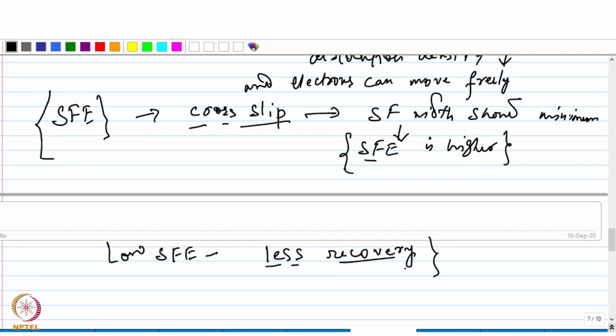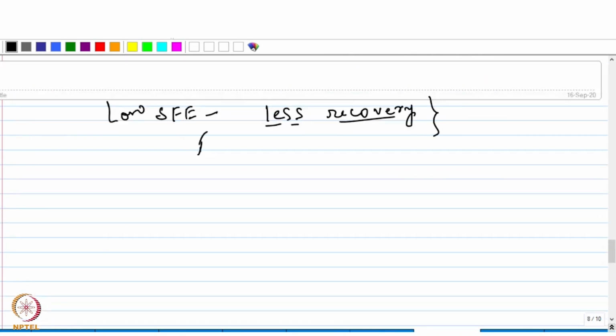Now comes the next stage. As you continue the annealing process, you may have the nucleation of new strain-free grains, or the initiation of the recrystallization process. We have already defined what recrystallization is, and there are certain rules or laws which govern the recrystallization process. The first one says that you need a minimum amount of plastic deformation to initiate recrystallization.